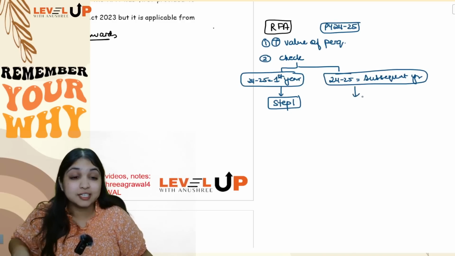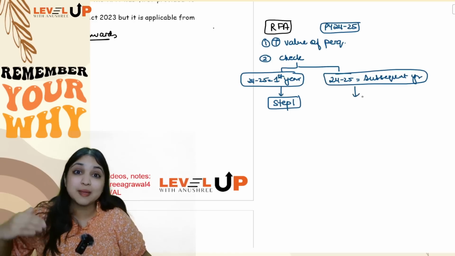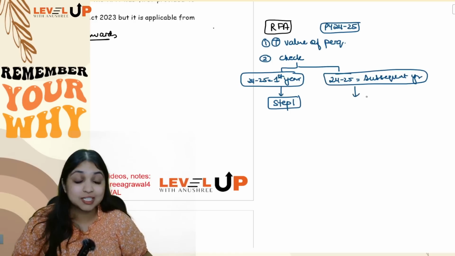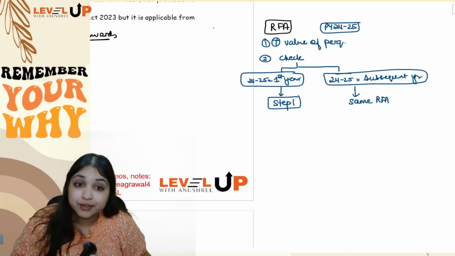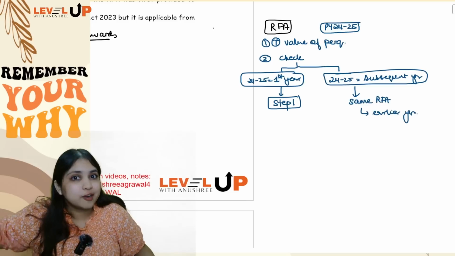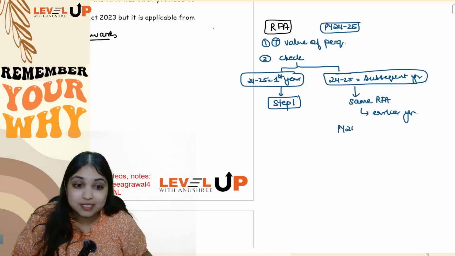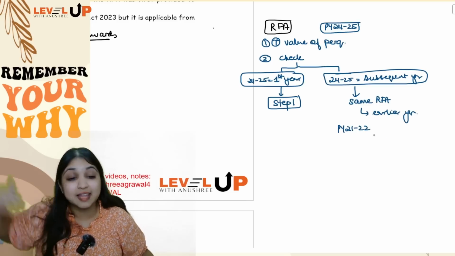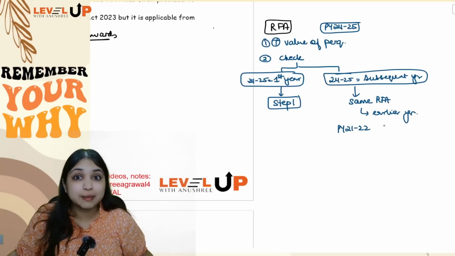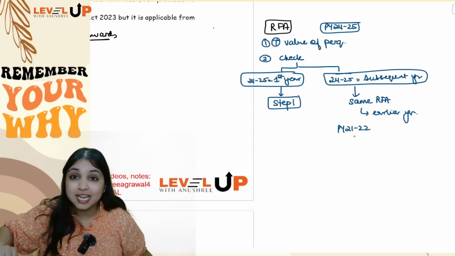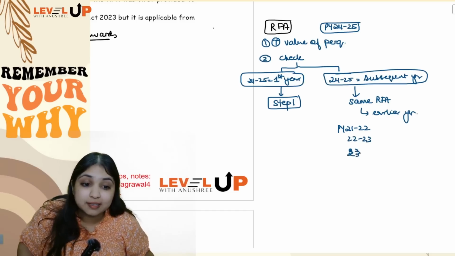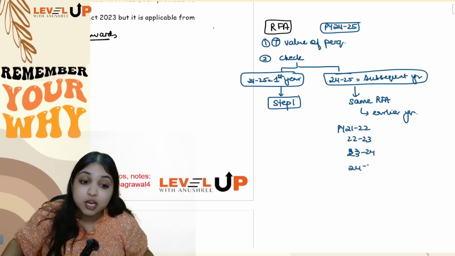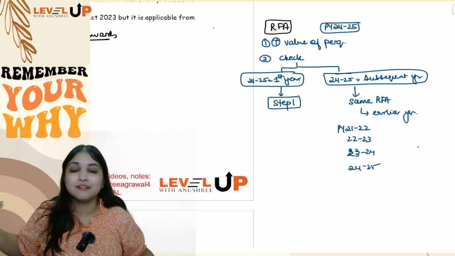If 24-25 happens to be your subsequent year. Subsequent year means what? Subsequent year means the same RFA was given to the employee in earlier years also. Like for example, maybe since previous year 21-22 the same house was given to the employee. 21-22 also the same RFA was given. 22-23 also the same RFA was given. 23-24 also the same RFA was given. 24-25 also the same RFA is continuing.